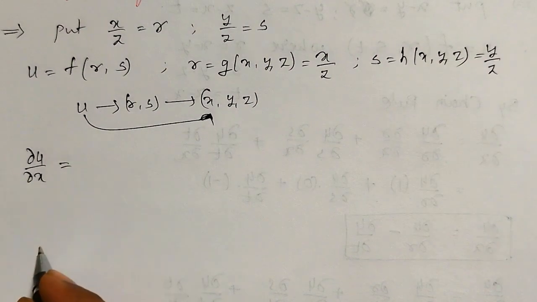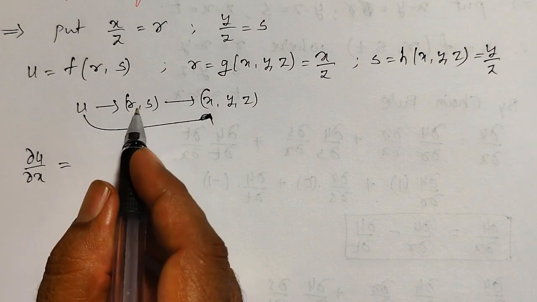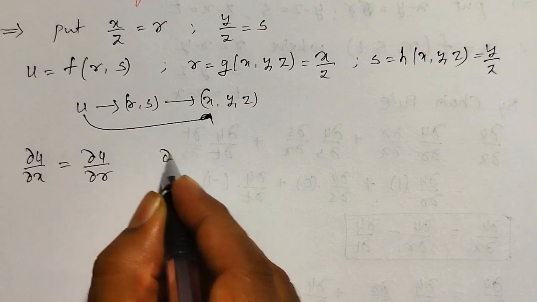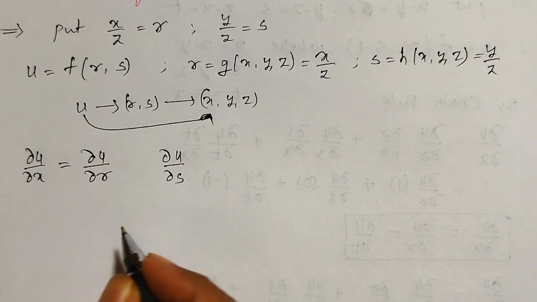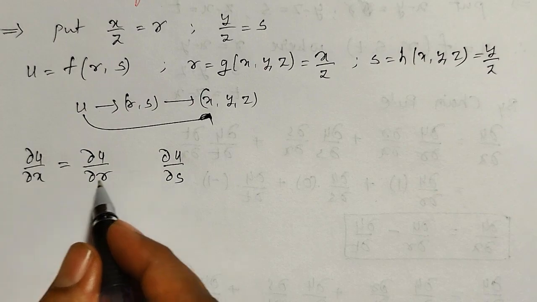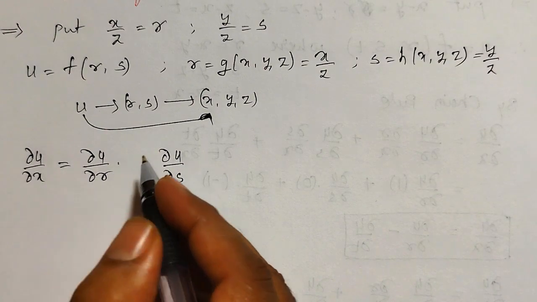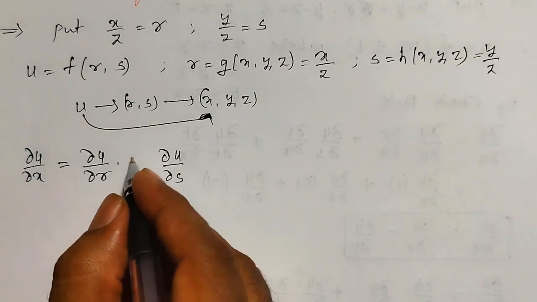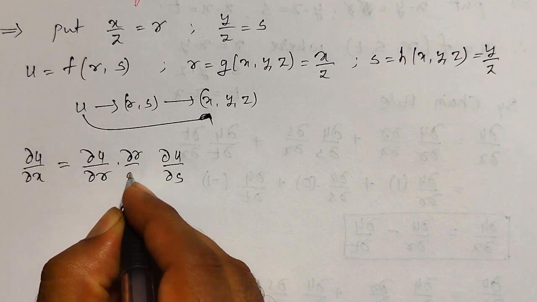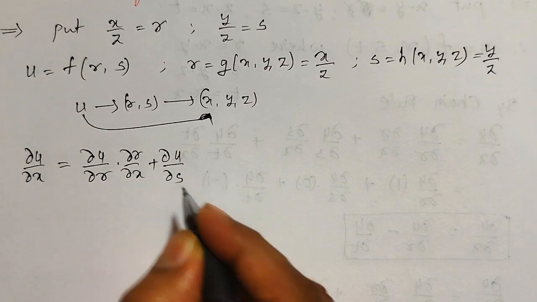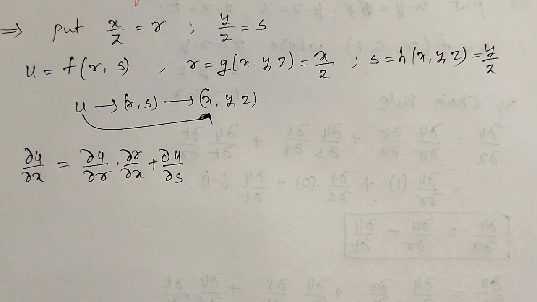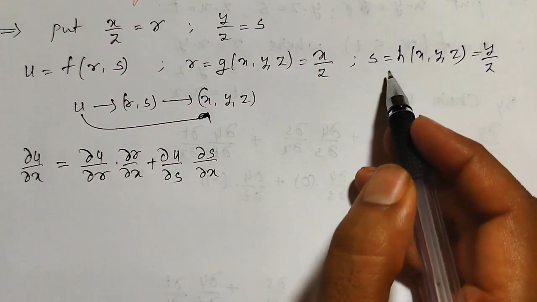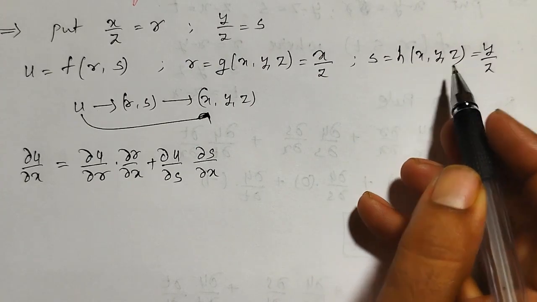First, dou u by dou x. u is a function of r and s, therefore dou u by dou r and dou u by dou s will exist, but I want u with respect to x. Therefore applying the chain rule, r is again a function of x, y, z, three variables, therefore the partial derivative exists as dou r by dou x, plus also s is a function of x, y, z, therefore here also it is dou s by dou x, because the partial derivative exists since s is a function of three variables.